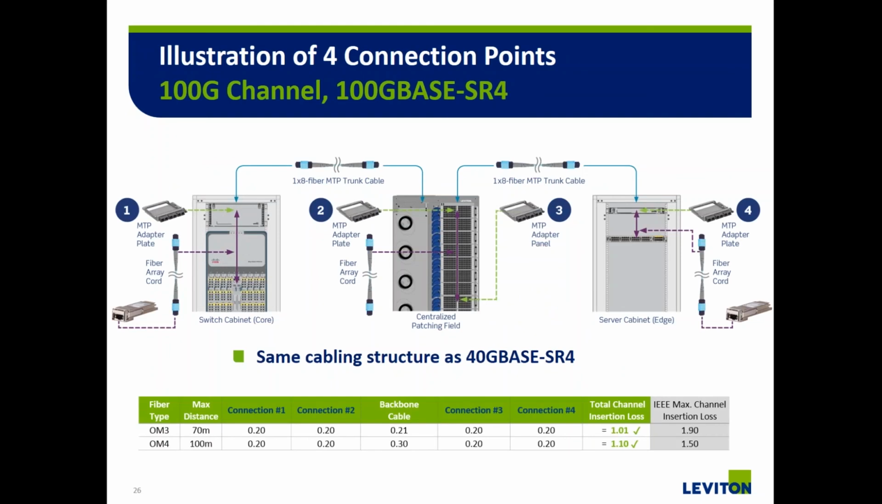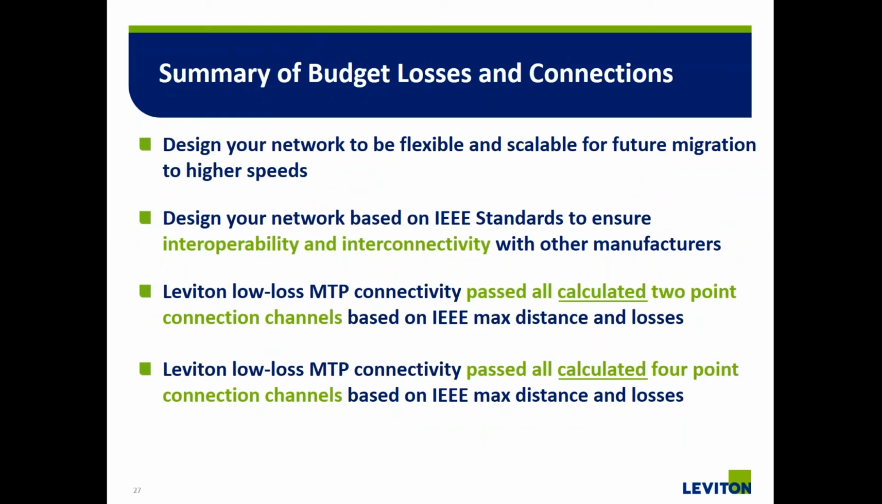With 4 connection points for a 100 gig SR4 channel, the calculated losses all pass, as you can see here too. So, a summary of budget losses at high data speeds.